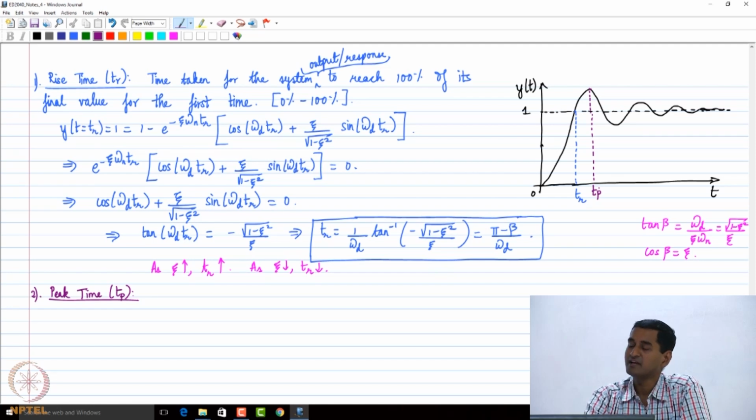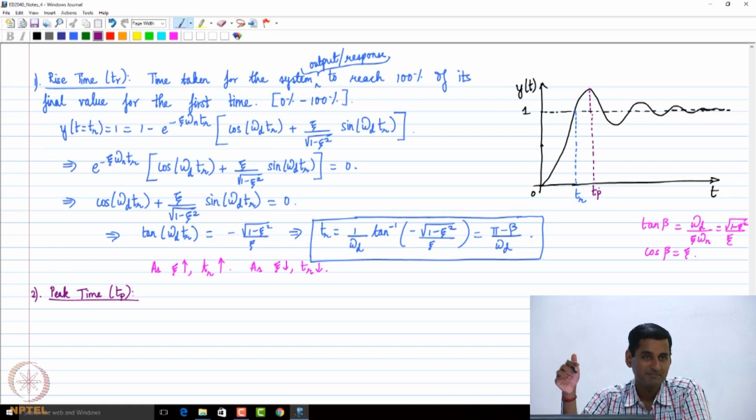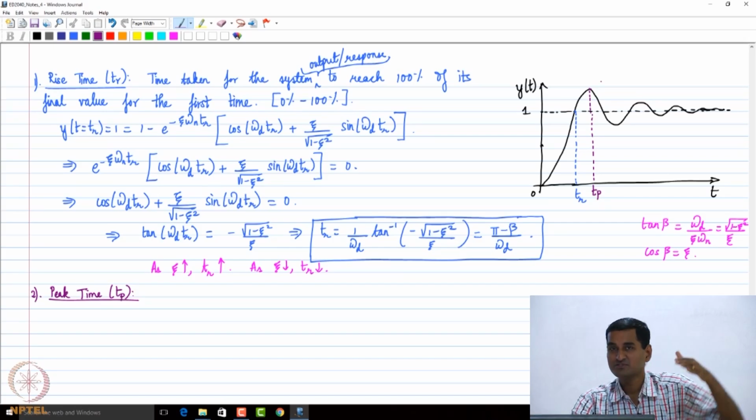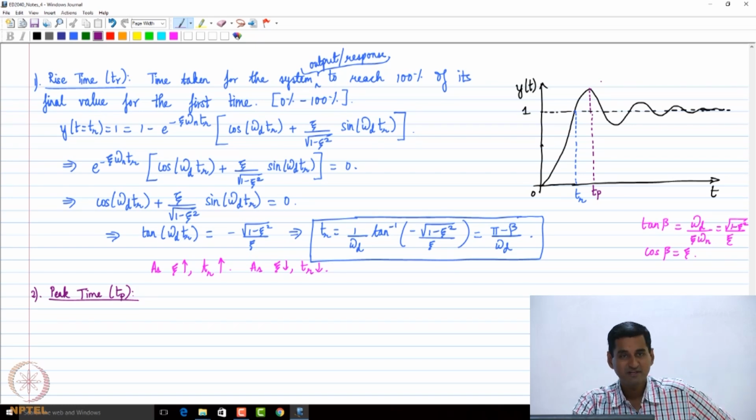So the peak time of the underdamped second order system is the instant of time at which the output response reaches the first peak, as far as overshoot is concerned. Obviously the output value is the maximum for all time at peak time, because at the second peak the output is lower than at the first peak, since you have a decaying exponential multiplying the cos and sine terms. So the output at the first peak is going to be the maximum value.